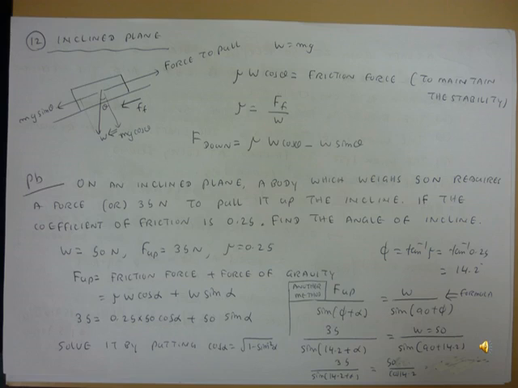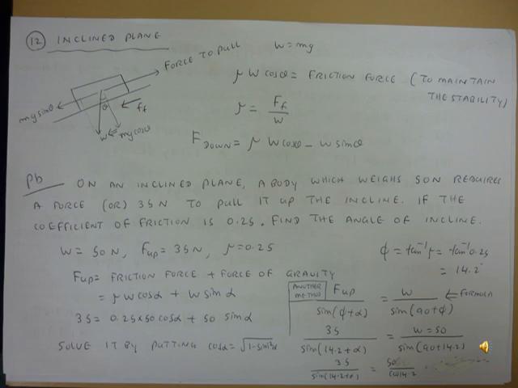In this case, the angle phi can be calculated. The angle phi is equal to tangent inverse mu. Here mu is 0.25, so tangent inverse 0.25 gives 14.2 degrees. Now the force up equals the frictional force plus the force of gravity. So force is the frictional force mu W cos theta plus the force of gravity W sine theta. So 35 equals 0.25 multiplied by 50 cos theta plus 50 sine theta.